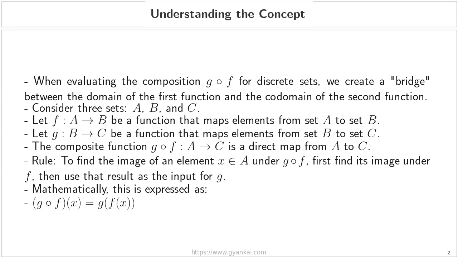Mathematically, we express this relationship as the composition of G circle F of X equals G of F of X. This notation is simply a reminder to evaluate the inner function first before applying the outer function. In the next slide, we will break this down into a manageable, step-by-step process to ensure you can calculate these values accurately.